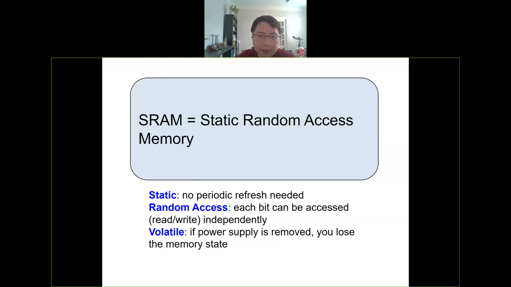One more feature for the SRAM is that it's one type of volatile memory. Volatile, as we discussed in the last lecture, means if the power supply is removed, you will lose the memory state or your data is gone. So this is a temporal data storage. You cannot store this for a long time. Of course, if you keep your power supply for a long time, then you will have your data there. But normally, if you turn off the power supply, then your data is gone in the SRAM.